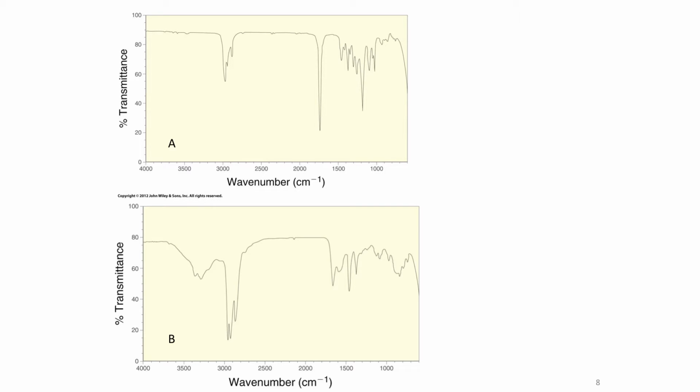We're going to analyze these IR spectra for specific functional groups. We're not going to solve these spectra because we would need more information than what we have here, but we can look on the spectra for indicative absorbances that describe certain functional groups. So let's look at the spectrum labeled A.